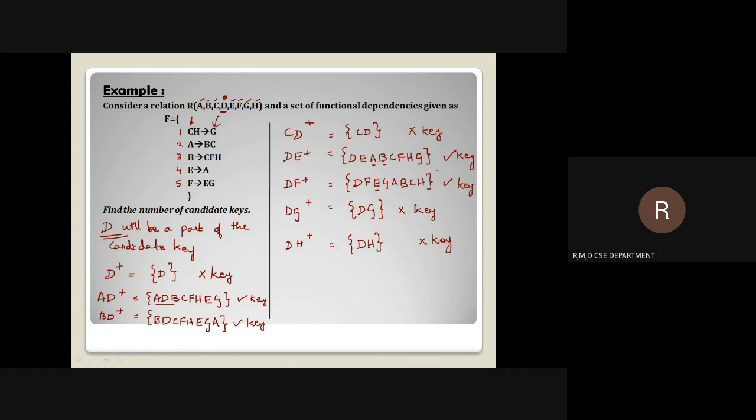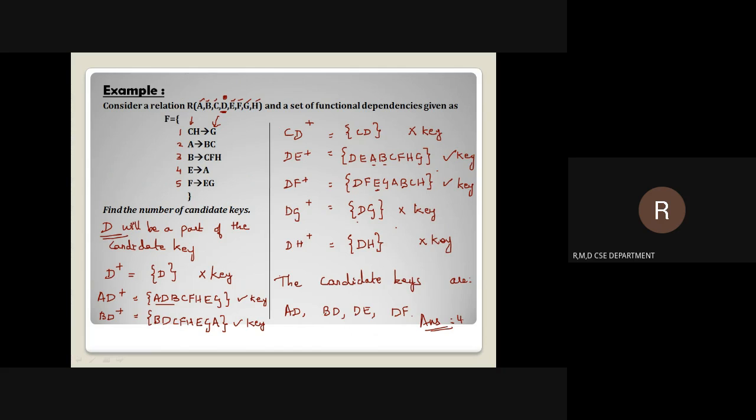Now, count the number of keys here. That is the answer. The candidate keys are, we have identified that AD determines all the 8 attributes, BD determined all the 8 attributes, DE determined all the 8 attributes, and DF determined all the 8 attributes. So the answer is 4.